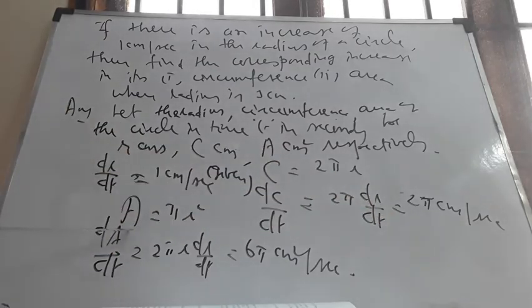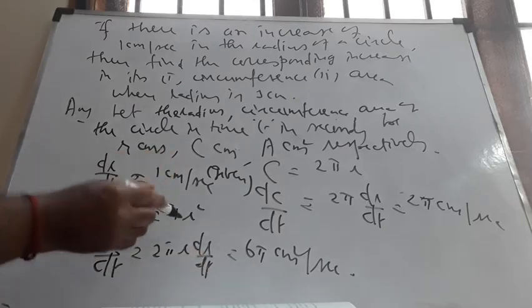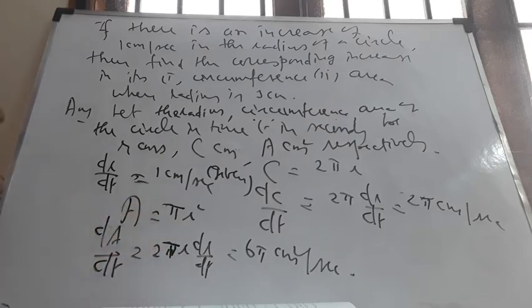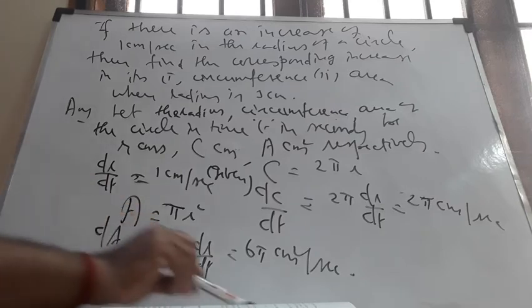Then what is the area? The formula for area is pi r square. dA by dt is 2 pi r dr by dt. Now substitute r as 3. Therefore, it is 6 pi centimeter square per second.